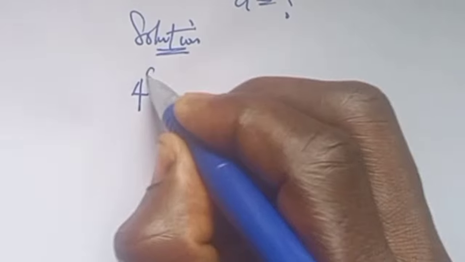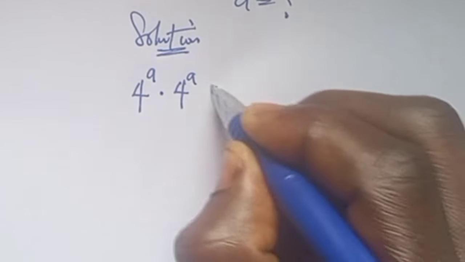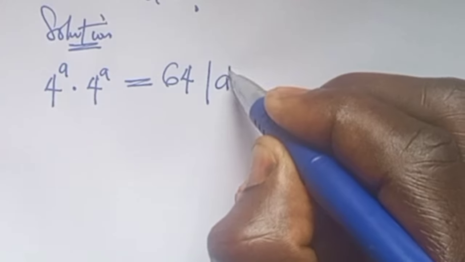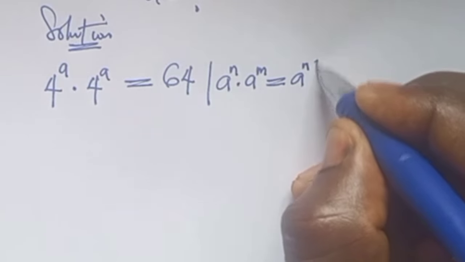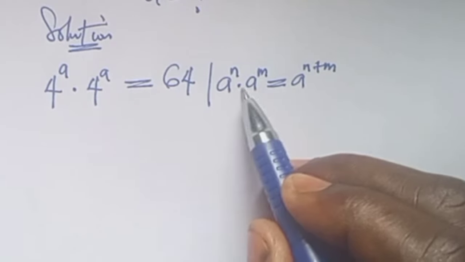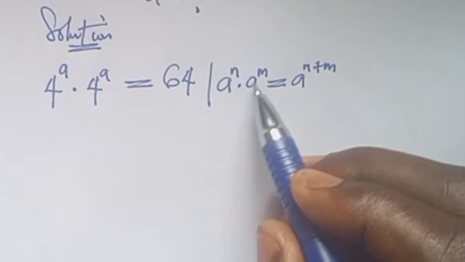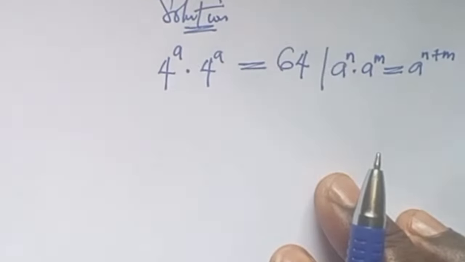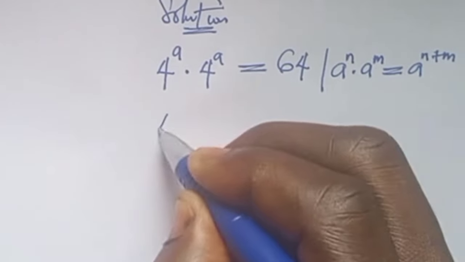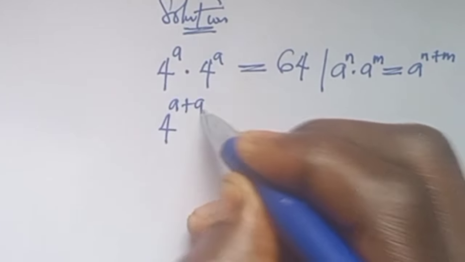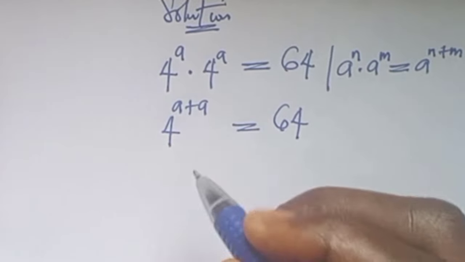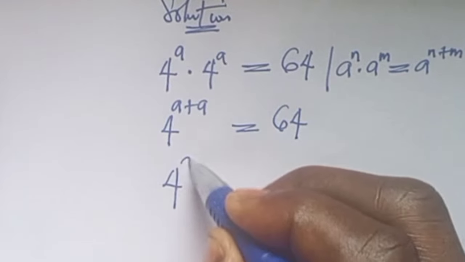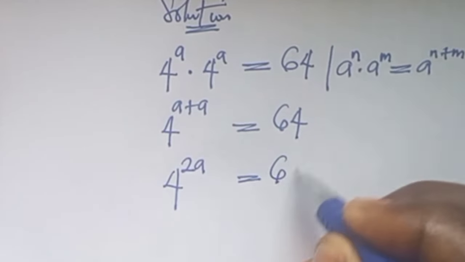Our equation: 4 to the power of a times 4 to the power of a is equal to 64. But a to the power of n times a to the power of m is represented as a to the power of n plus m. That is, when the bases are the same, we can add the powers, provided the operation is multiplication. So we can write 4 to the power of a plus a, which is equal to 64. And we are fine. So the next line becomes 4 to the power of a plus a, that is 2a, equals 64.